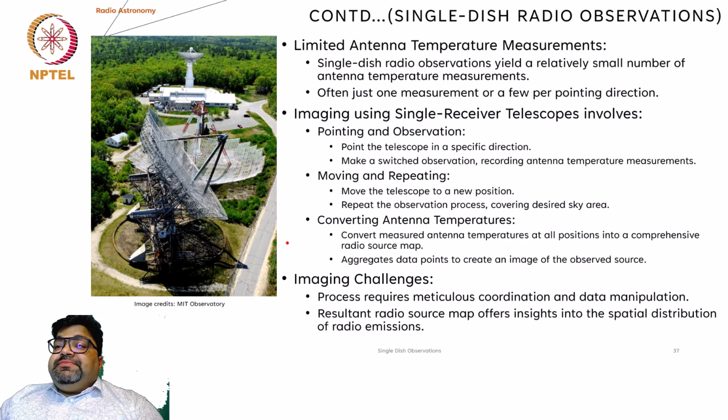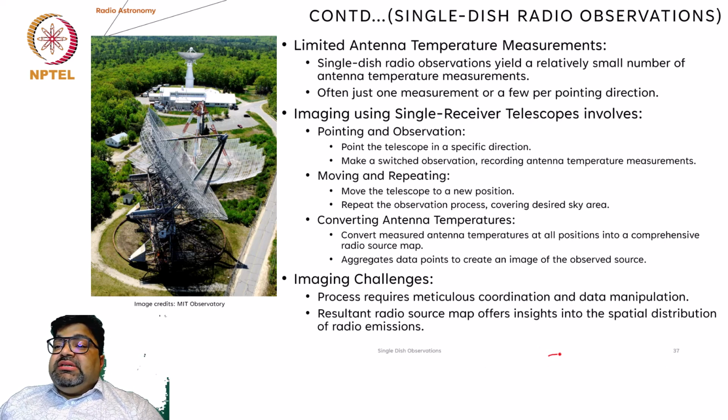Single dish observations have a relatively small number of antenna temperature measurements, often just one measurement per pointing direction. Then imaging using a single receiver telescope involves pointing observations, moving and repeating: move the telescope to a new position, and then again repeat the observation process, covering the desired sky area.